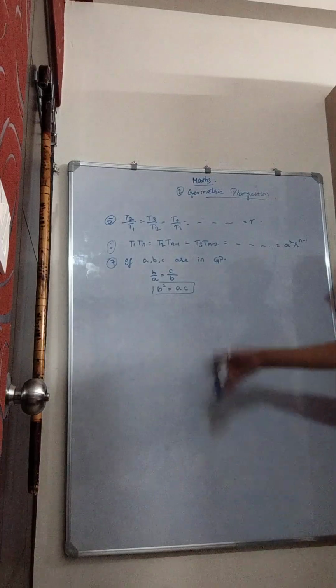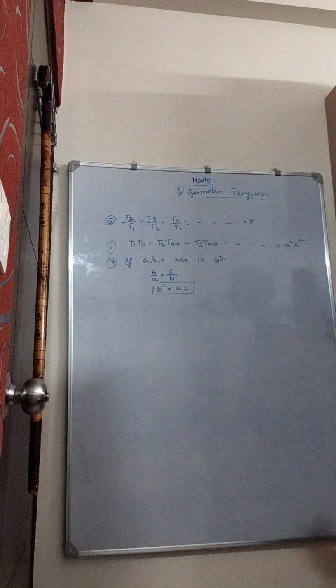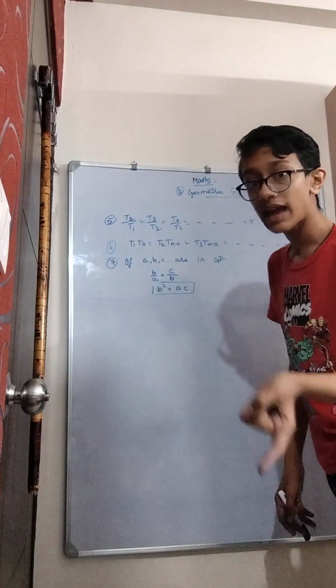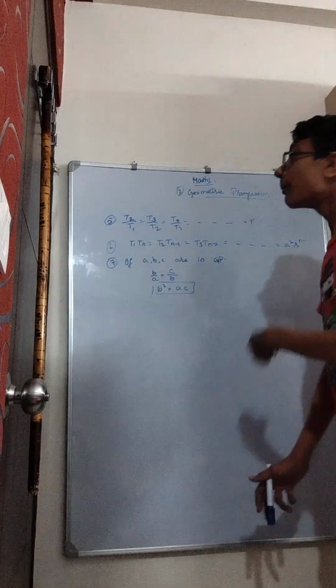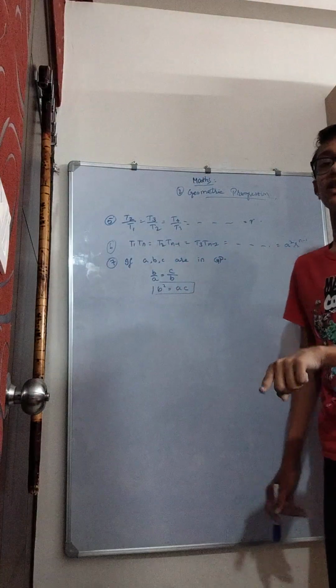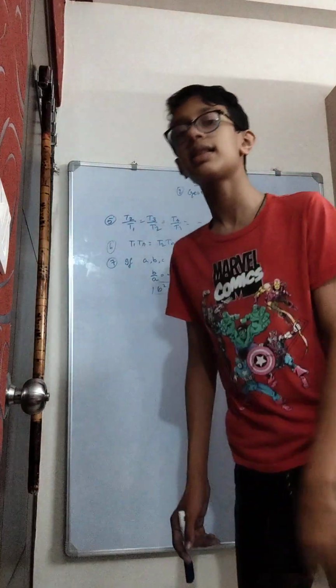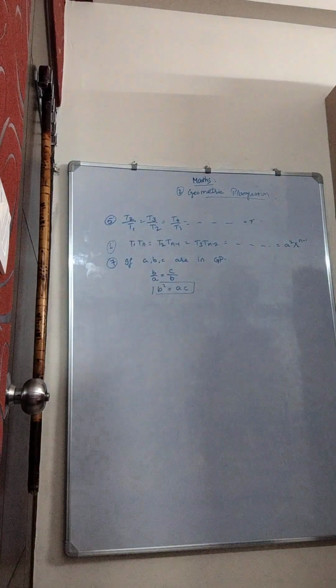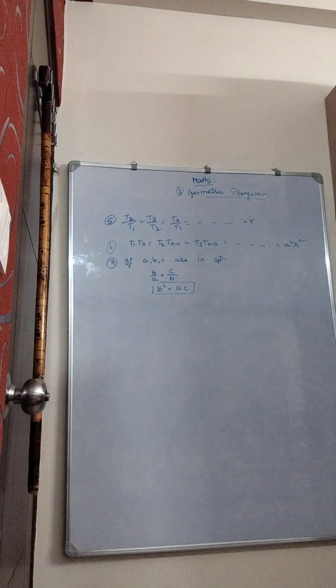Last time there were 8 properties, but now 7 properties only, because last time we used the addition of 2 APs and multiplication and division of 2 APs. But for GPs, multiplication of 2 GPs will do. If you do addition or subtraction of 2 GPs, the resulting sequence may not be in GP at all. Okay, so now please note this down.